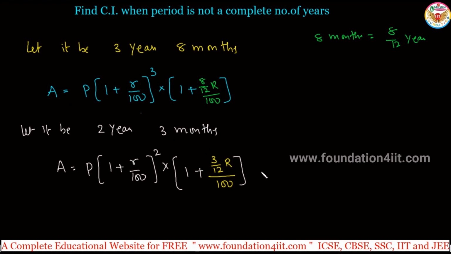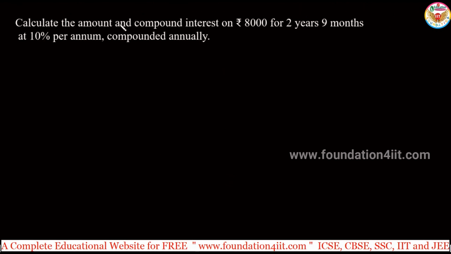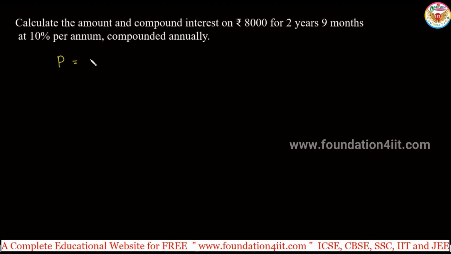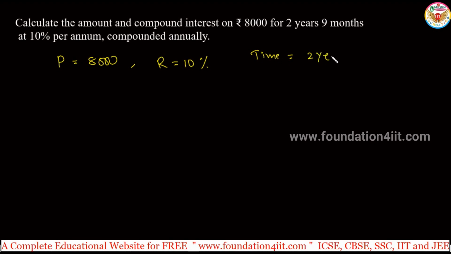Let me show one example. Okay, one question we'll see here. This is a problem: calculate the amount and compound interest on 8,000 for 2 years 9 months at 10% per annum compounded annually. Compounded annually it is. So what you have to take here first is the given data. P is equal to rupees 8,000 and R is 10%, and the time is given as a combination, 2 years plus 9 months.